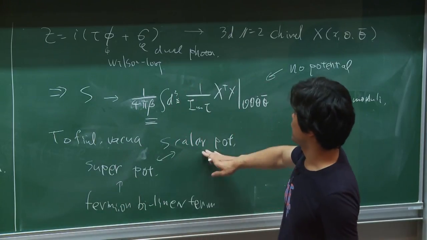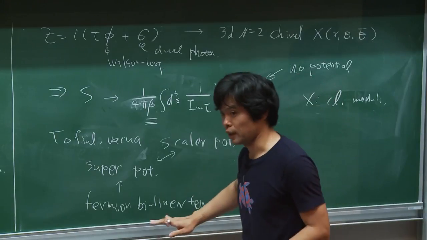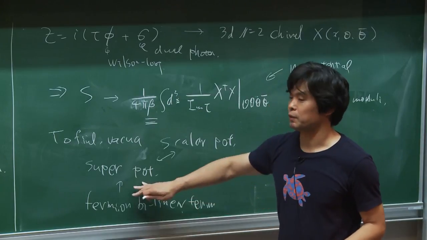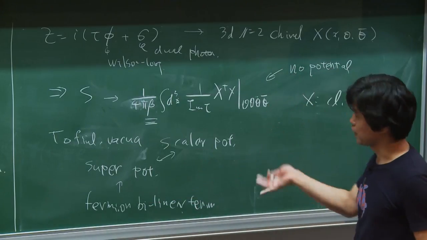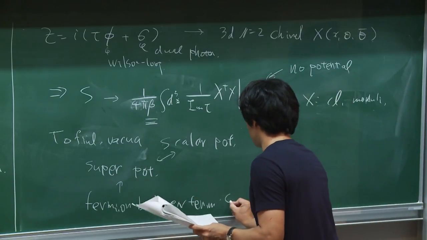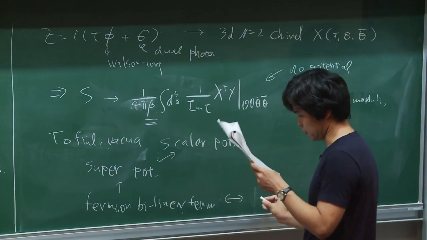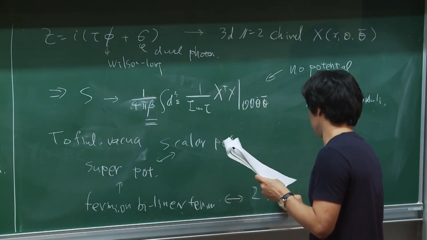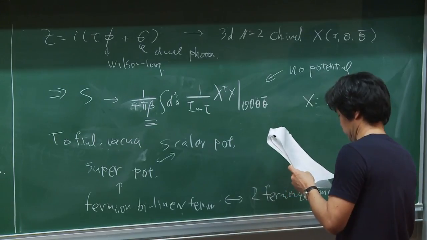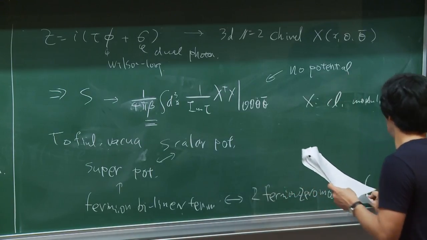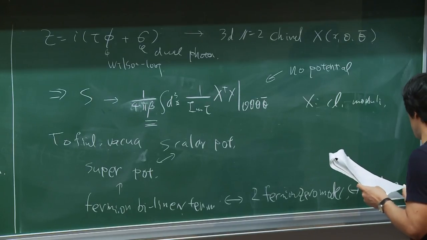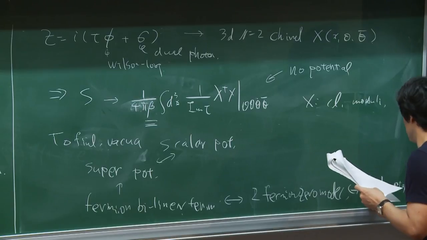Because of supersymmetry, the potential is related to the fermion bilinear. So if we compute the fermion bilinear, we can find the superpotential or scalar potential. So we find the vacuum. Okay, so this is a fermion bilinear. So we need the two fermion zero modes. So we should consider the fundamental monopole.